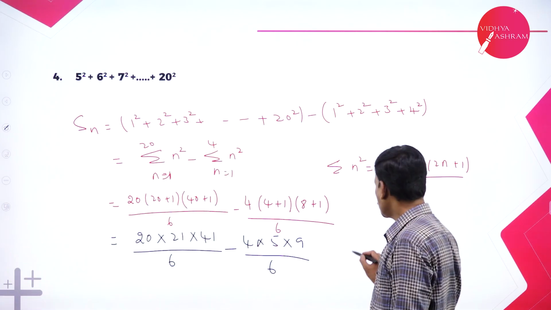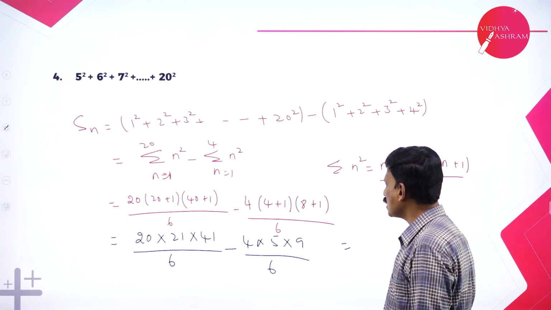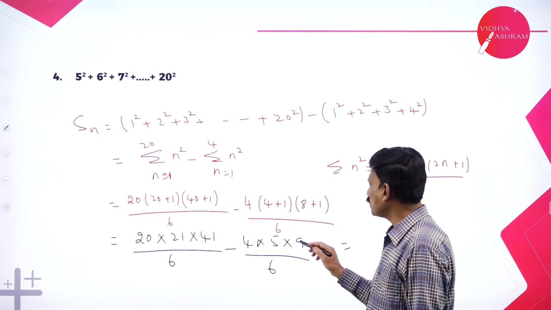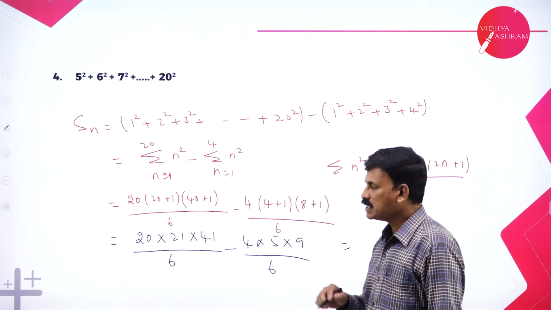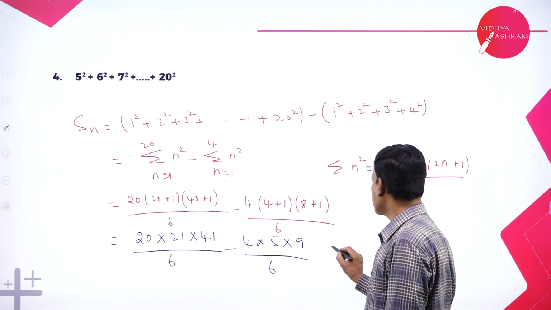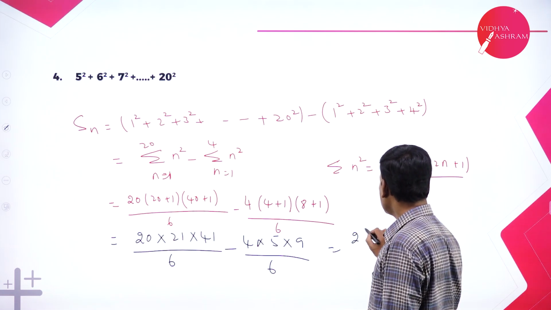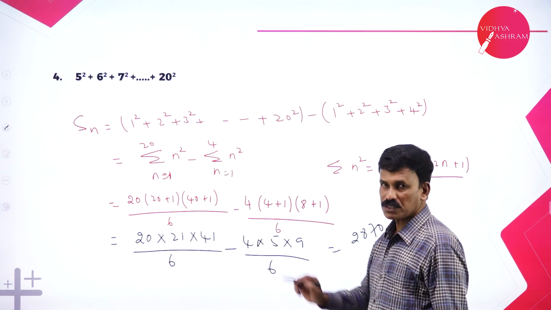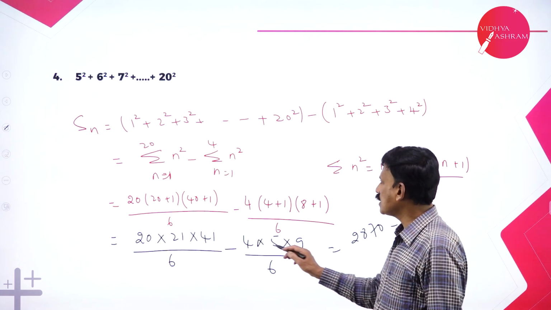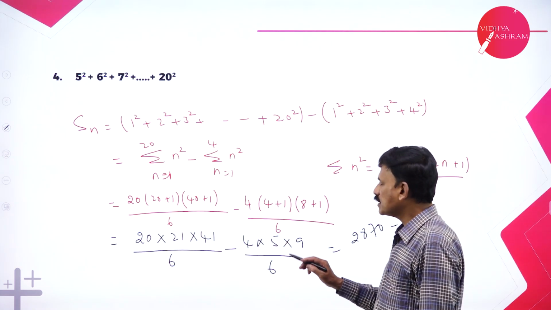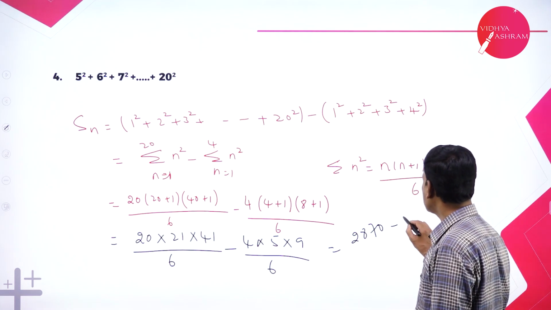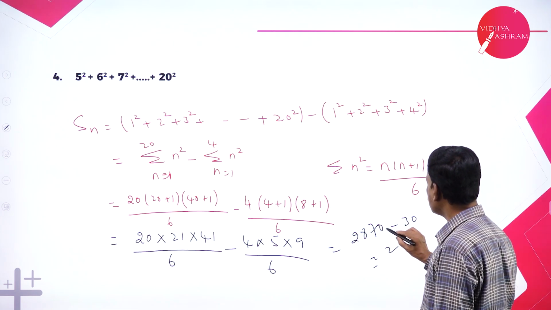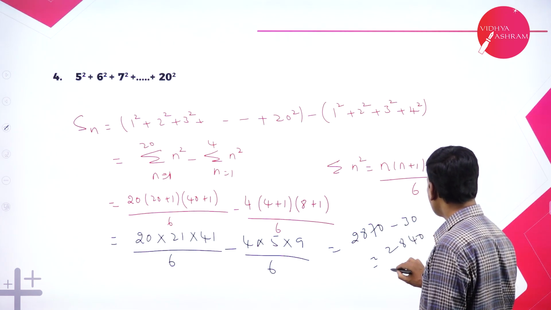That's it. Okay. So if you multiply, what is the answer you are going to get? 20 into 21 into 41 divided by 6, minus 4 into 5 into 9 divided by 6. If you simplify this, 20 into 21 into 41 divided by 6 is 2870. Similarly, 4 into 5 into 9 divided by 6 is equal to 30. So what is this equal to? 2870 minus 30 is 2840.